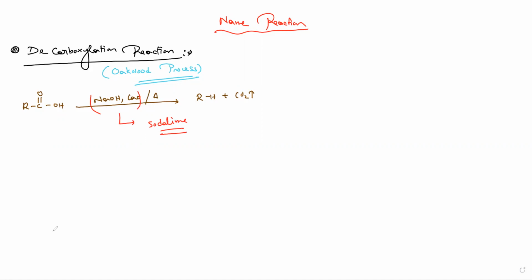Okay. So in this case, basically we can write in the decarboxylation reaction, we get alkane from acid. Okay. Now, what is the mechanism? Reaction mechanism.